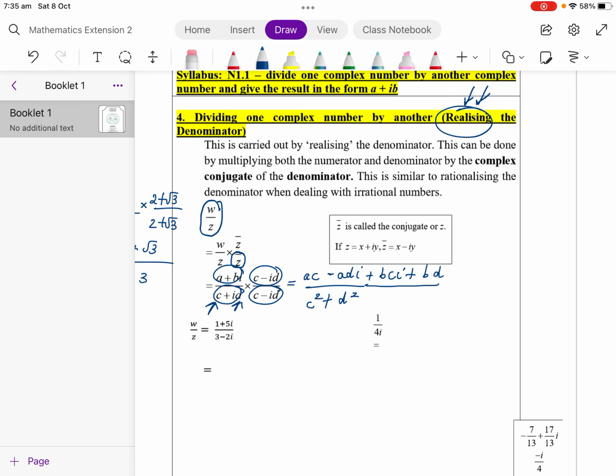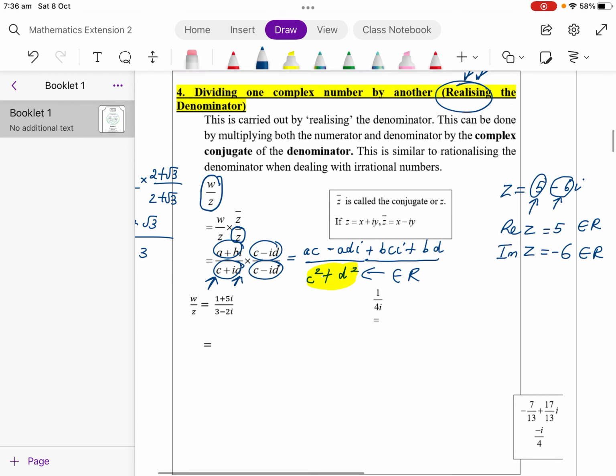So when we have a complex number, just say, for example, Z was 5 minus 6i. 5 is the real part of Z, and minus 6 is the imaginary part. So the real part of Z is 5, and the imaginary part of Z is minus 6. These are both real. I know they belong to a complex number, but the real part and the imaginary part are real numbers. So that means that my denominator here, the c squared plus d squared, is real. This belongs to the real numbers, which means I have realized the denominator.